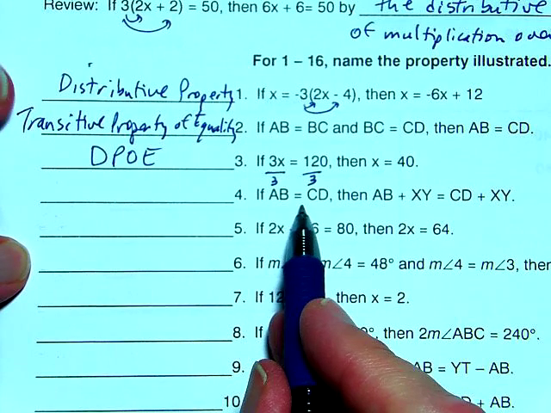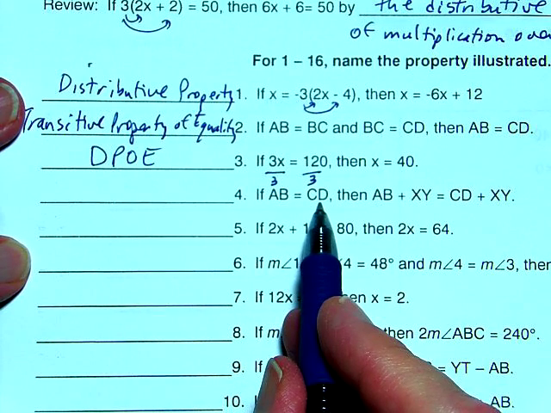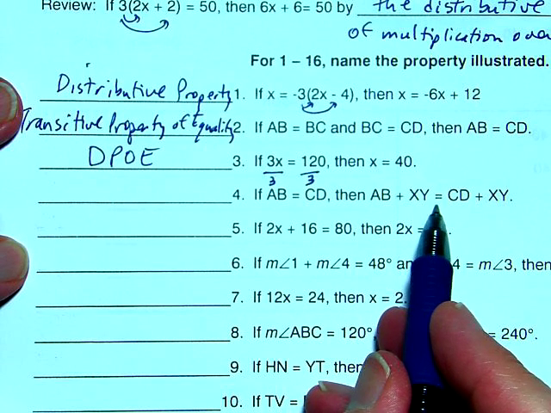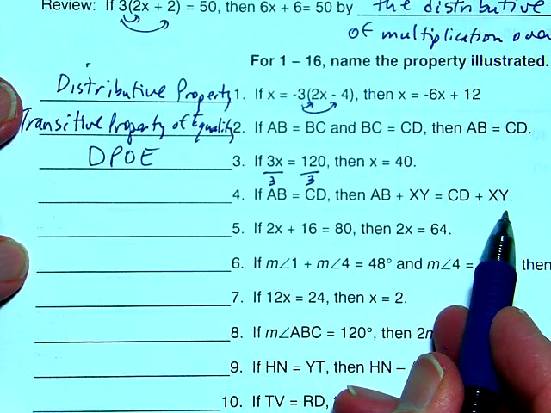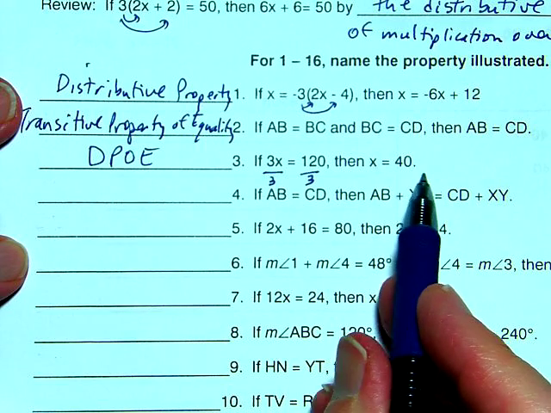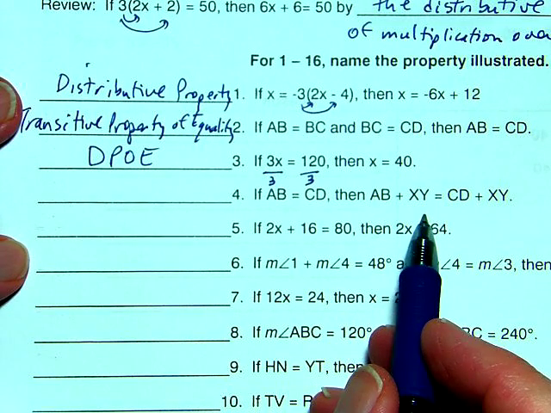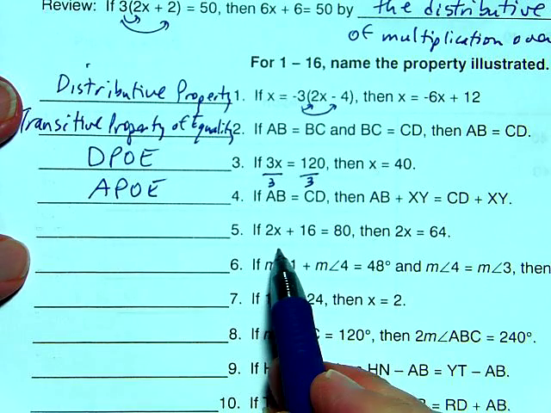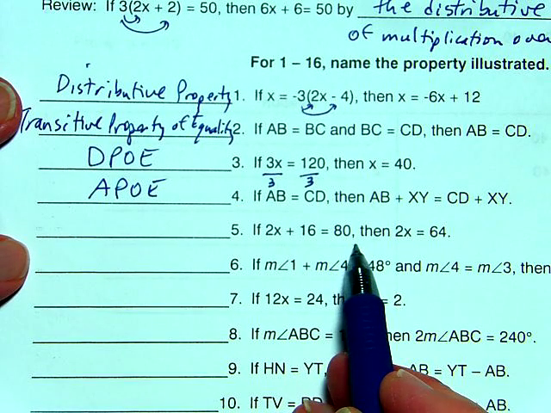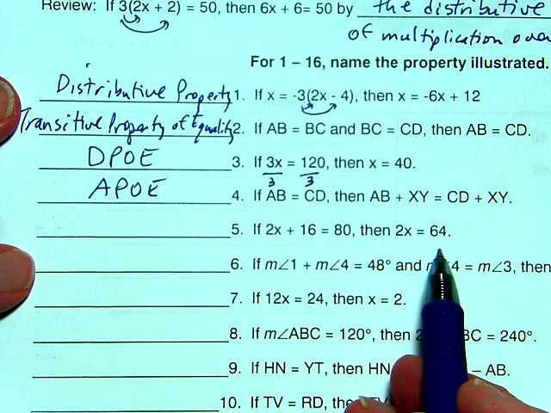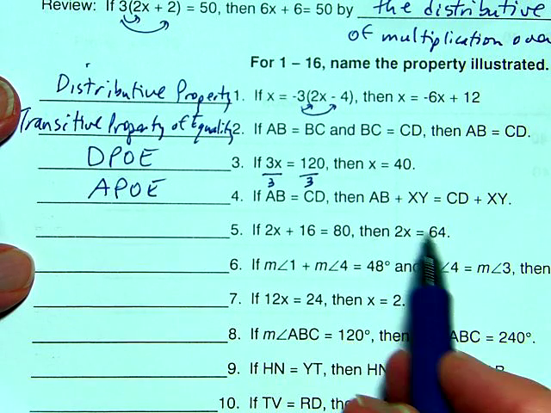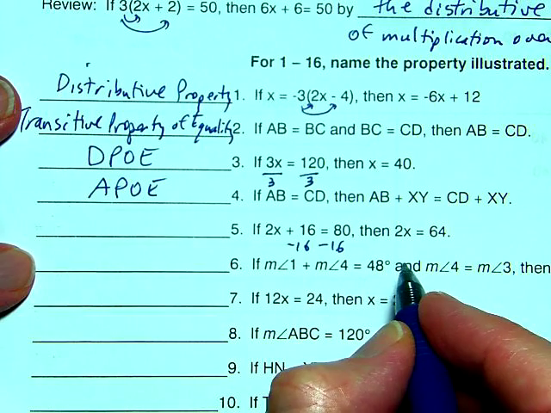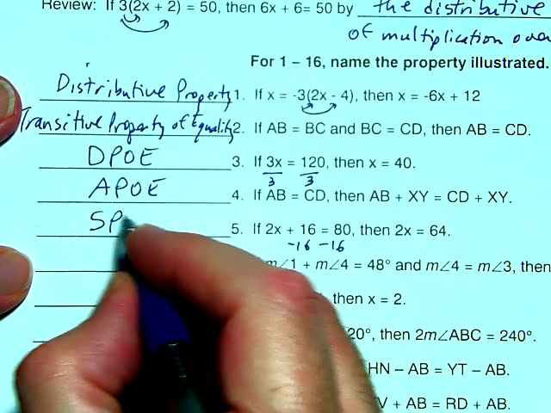If the measure of AB equals the measure of CD, then the measure of AB plus the measure of XY equals the measure of CD plus the measure of XY. All we've done here is we've added the same quantity to both sides, and that's the addition property of equality, APOE. If 2x plus 16 equals 80, and then 2x equals 64, how do we go from here to here? I think it's obvious we subtracted 16 from both sides. That is the subtraction property of equality, or SPOE.